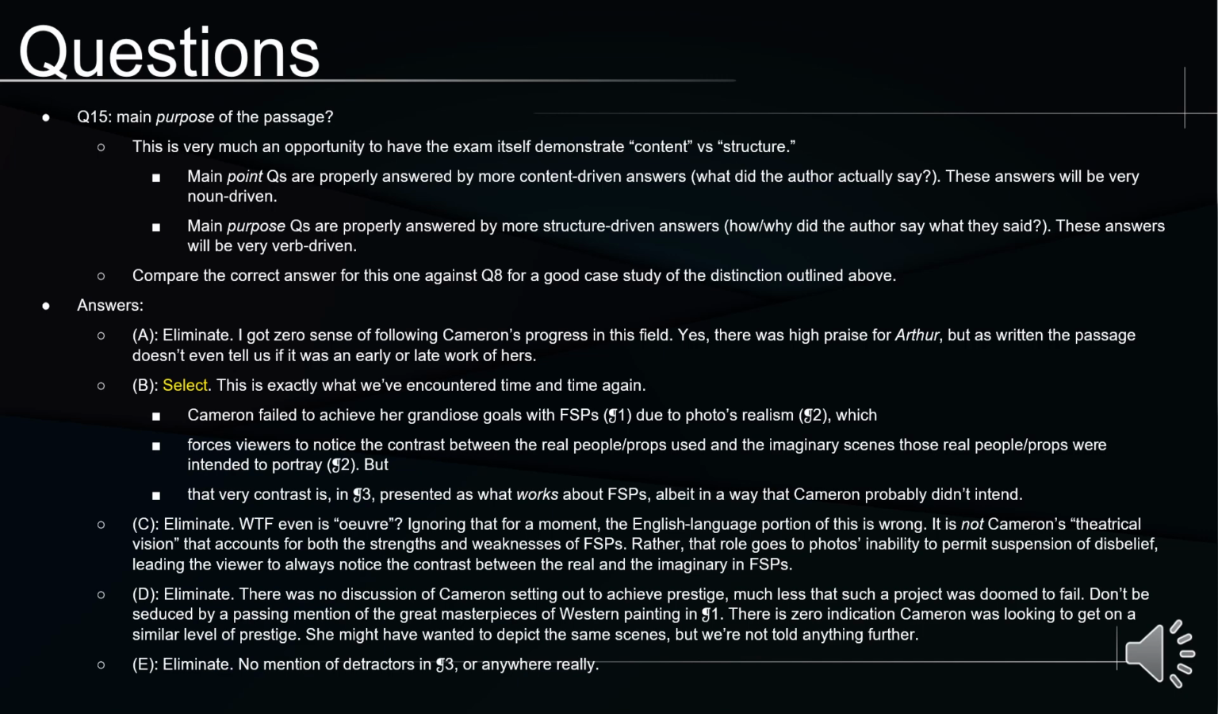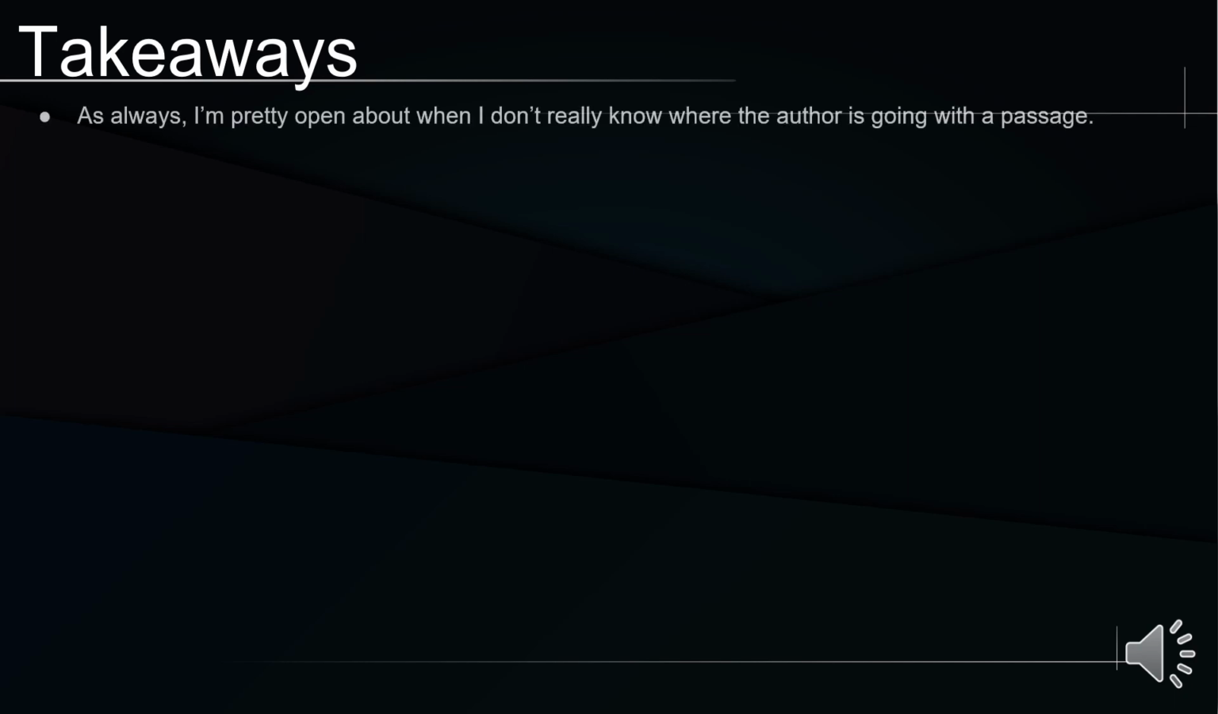Like we discussed on the previous question, there's no mention of detractors. The author doesn't really talk about Cameron haters, and so yeah, it's just not in there. So yeah. And that brings us to the takeaway portion here. As always, I am pretty open, at least I would like to believe that I am, when I don't really know where the author is going with the passage.